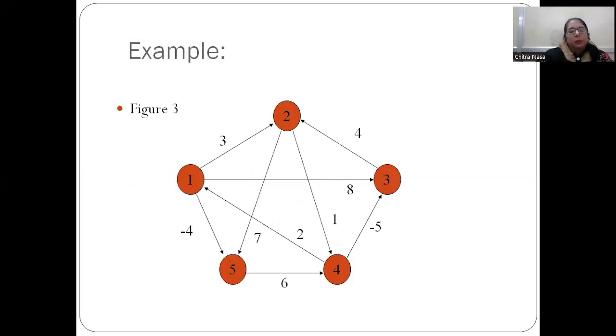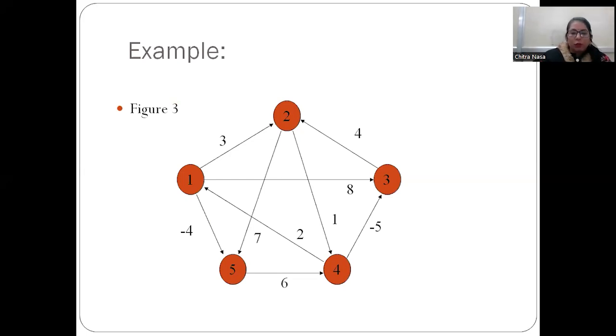Now see, this is the given problem. In the given problem, 1 is connected to 2, there's a direct path. 1 is connected to 3, there's a direct path. 1 is connected to 5, there's a direct path. But 1 is not connected to 4. So in the initial matrix, we will put infinity here, since from 1 to 4 there is no path defined, right?